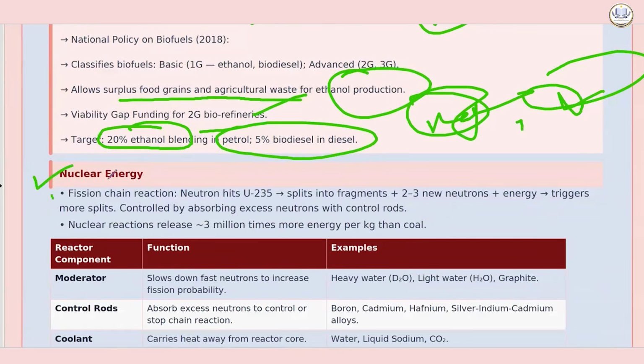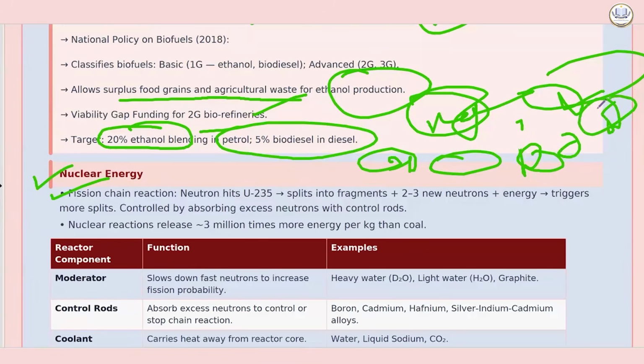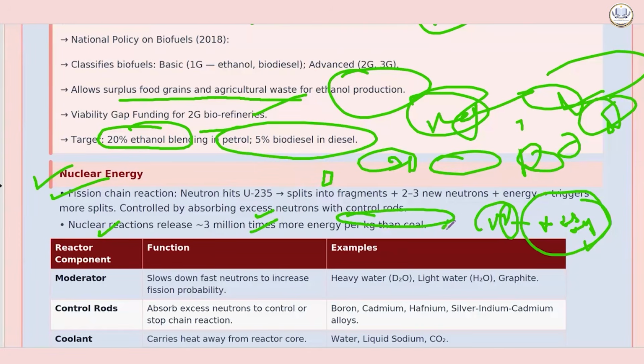Nuclear energy. There is fission and there is fusion. Fusion happens in our sun, a constant reaction. In the fission chain reaction, neutrons hit uranium-235 and split it into fragments and 2-3 new neutrons, and energy is formed, which triggers more splits. It is controlled by absorbing excess neutrons with the control rods used in the nuclear power plant. Nuclear reaction releases 3 million times more energy per kg than coal.